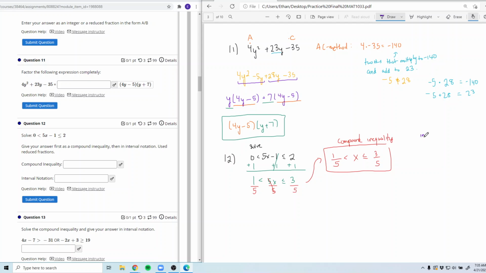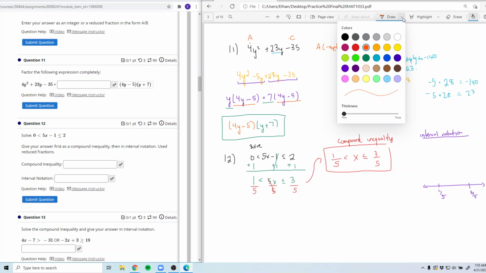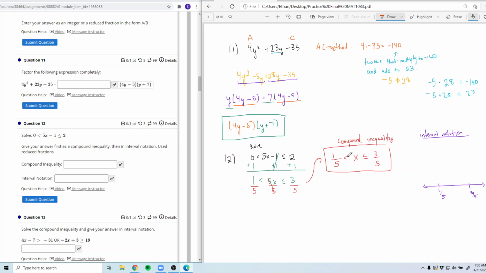Well, interval notation comes when you make a number line. That's probably the easiest way to do it. If you go ahead and draw a number line out, and you mark off these two numbers, so we got 1 over 5 and 3 over 5, what this is saying is x is between these two.